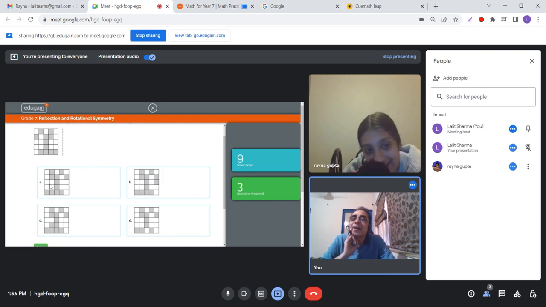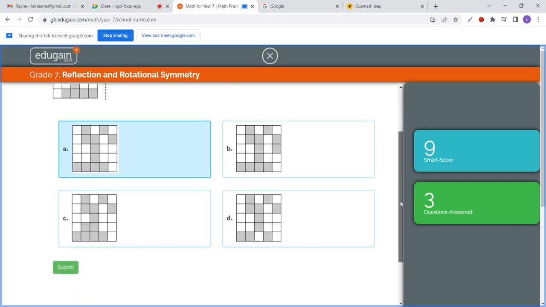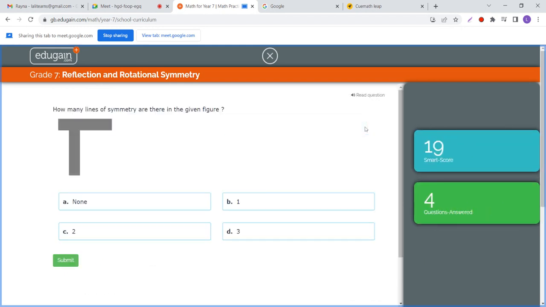Okay, let's go with A and see if it is correct. You feel it's correct? Yeah. Okay, why you didn't choose D? Because D has a missing one in the middle. Okay, then why not C? Because C has an extra one. Okay, and that is a perfect explanation.